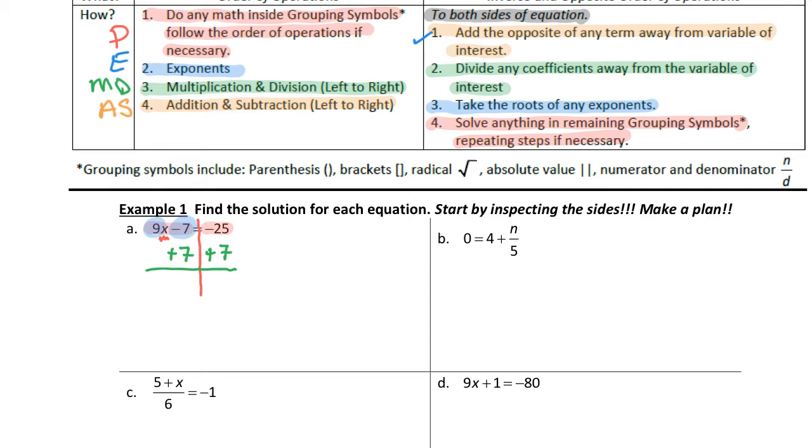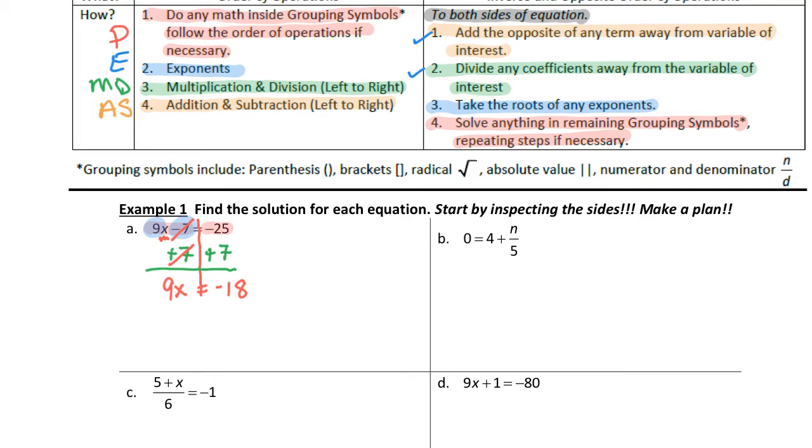So here's what happens: the 9x will be left by itself because -7 and 7 will cancel each other out. So that's a property there. We're really using that property as a shortcut. -25 plus 7. Now, if you're not good with negatives, it's fine to use a calculator, but this is going to be -18, right? So that was step 1.